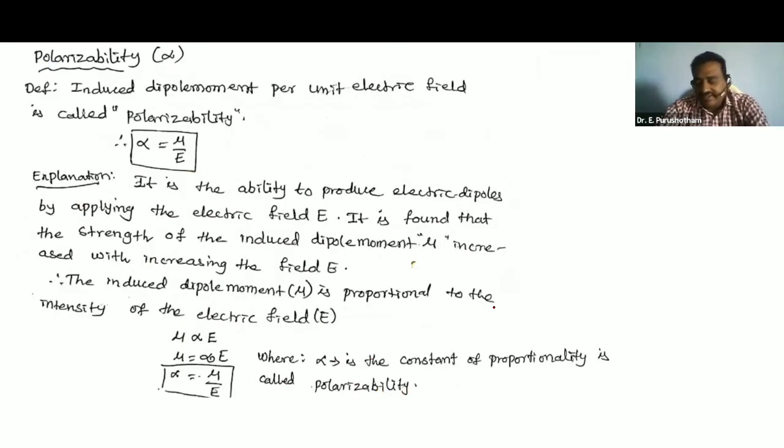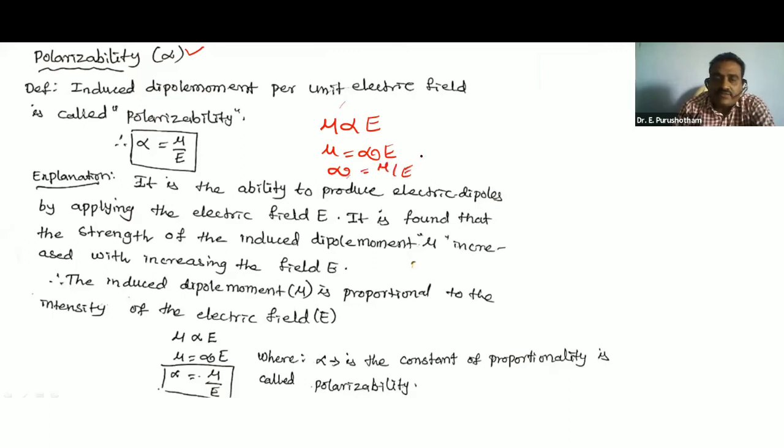What is polarizability? The polarizability is represented by alpha. Mu is the induced dipole moment. This induced dipole moment is directly proportional to the applied electric field E. So mu is equal to some constant alpha into E. Alpha is equal to mu by E. What is alpha? Polarizability. What is the definition? The induced dipole moment mu per unit electric field is called polarizability.